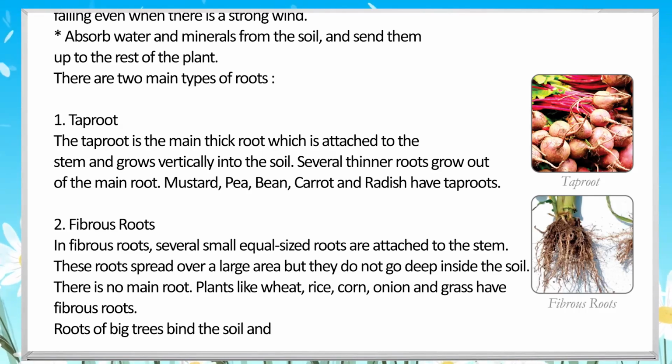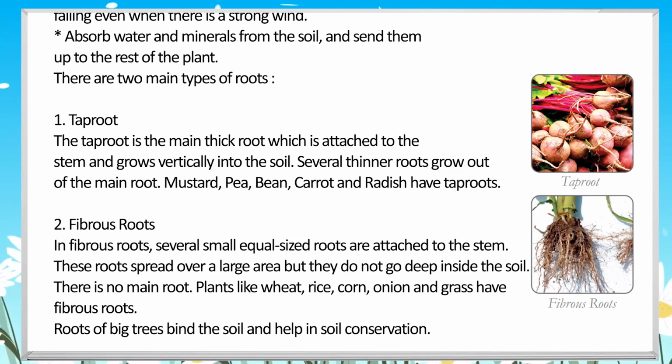2. Fibrous roots. In fibrous roots, several small equal-sized roots are attached to the stem. These roots spread over a large area but they do not go deep inside the soil. There is no main root. Plants like wheat, rice, corn, onion and grass have fibrous roots. Roots of big trees bind the soil and help in soil conservation.